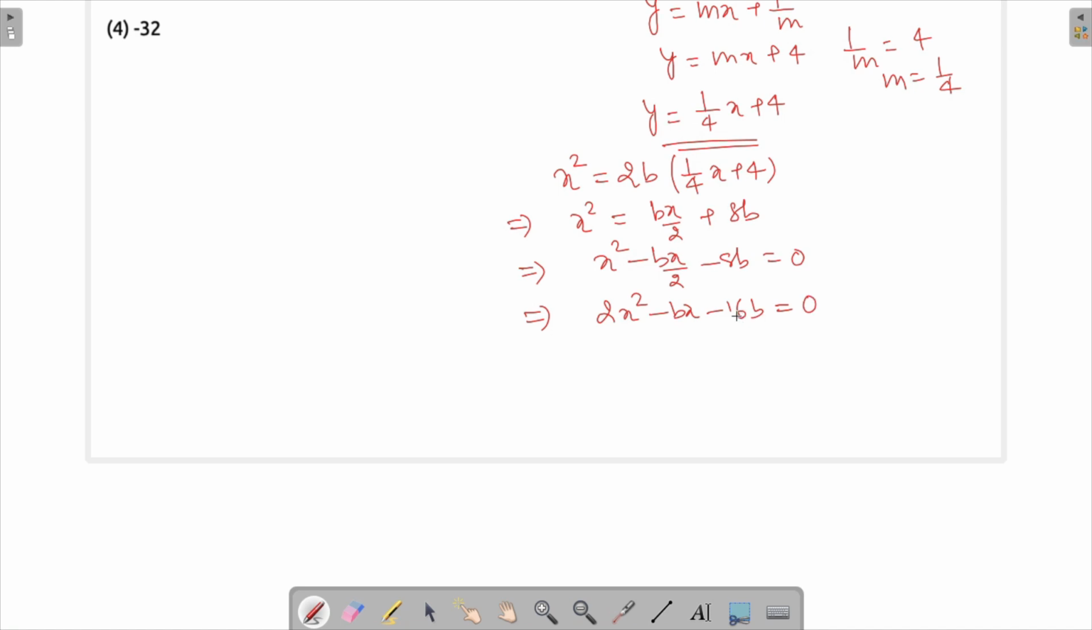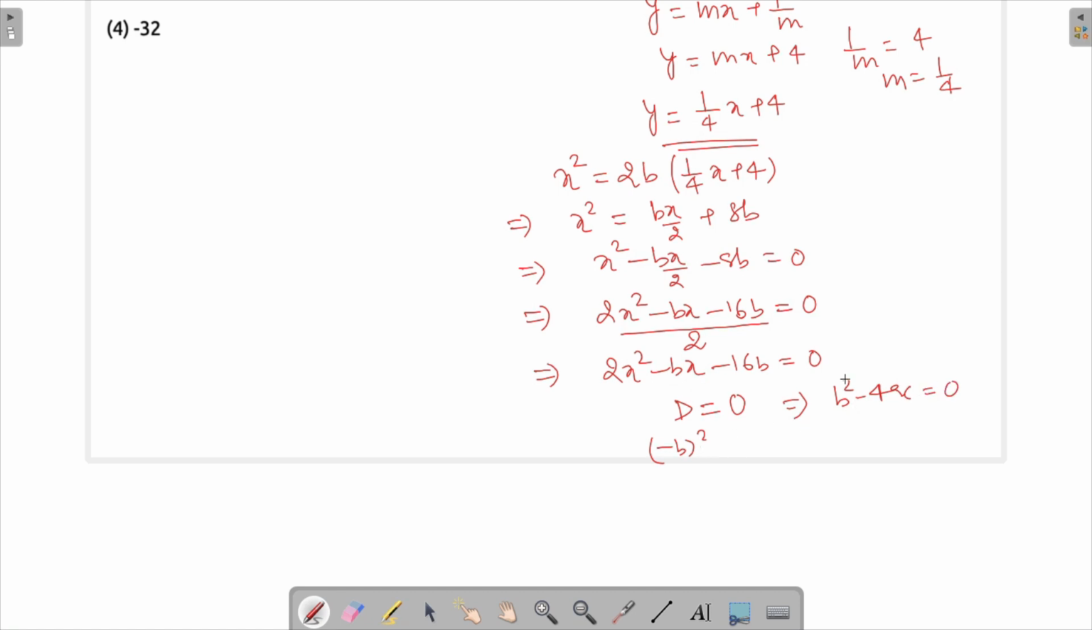So basically what I've done is I've taken the LCM of 2 and then multiplied this. So with this, I can say that this is 2x squared minus bx minus 16b equals to 0. And we are saying that this equation should have equal roots, or one root itself, meaning the discriminant of this quadratic should be 0. Now, if the discriminant of this quadratic should be 0, then b square minus 4ac should be equal to 0.